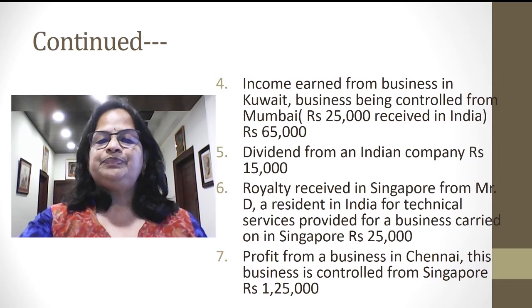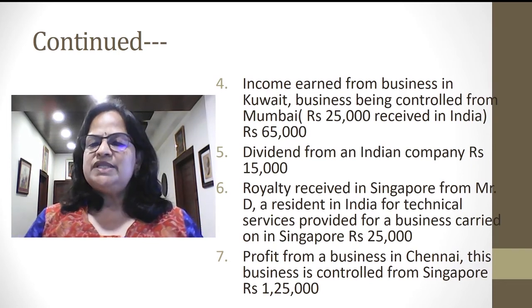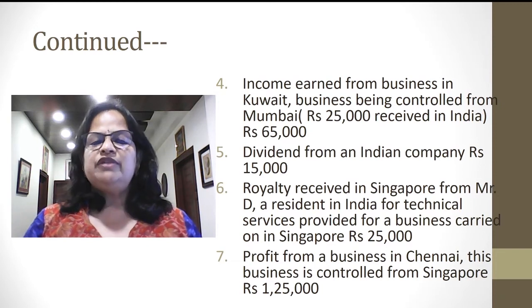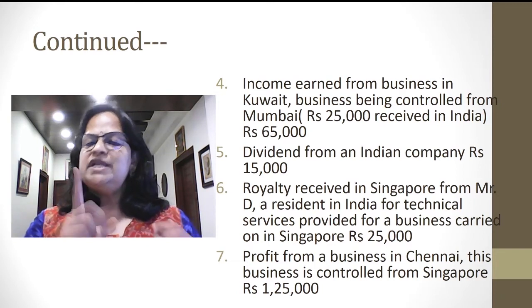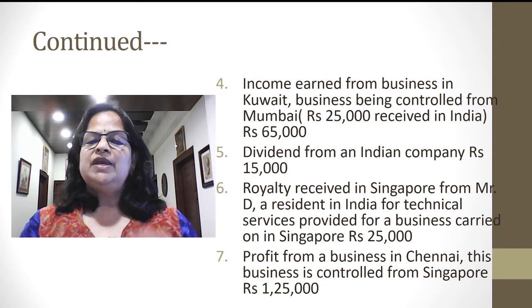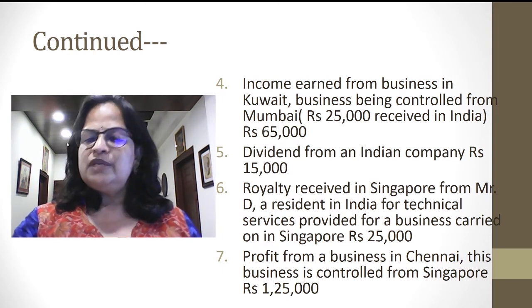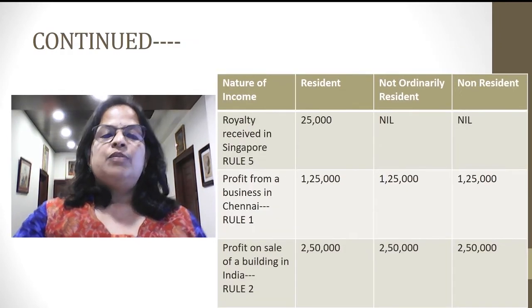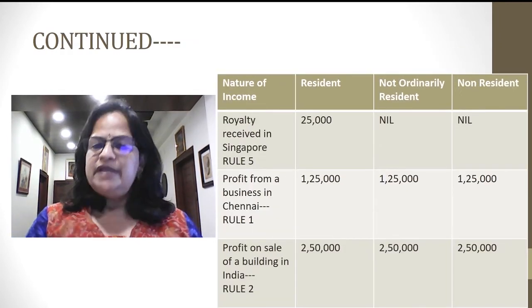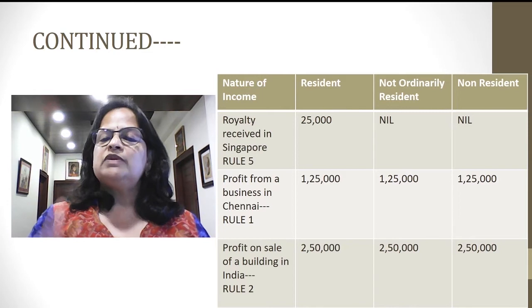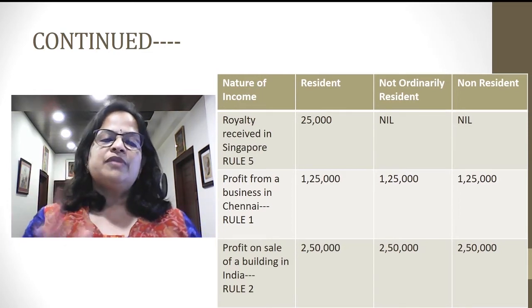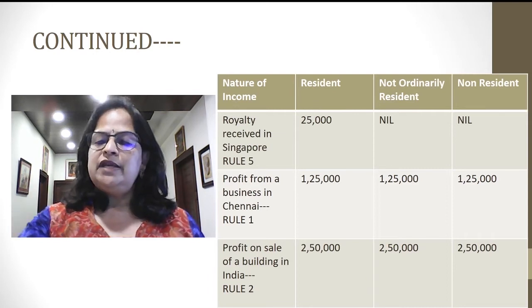Next point is profit from a business in Chennai. This business is controlled from Singapore. 1,25,000. Profit from a business in Chennai. It's an Indian income. This business is controlled from Singapore. We will see the condition. Profit from a business in Chennai. Indian income 1,25,000 taxable in all cases. Rule number 1. Profit from business in Chennai. Indian income.